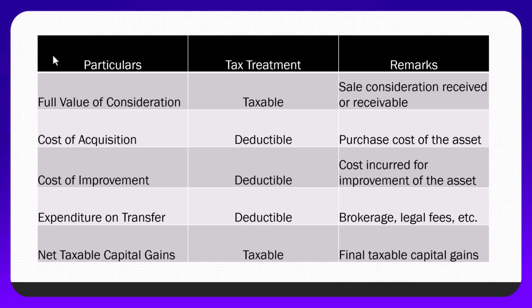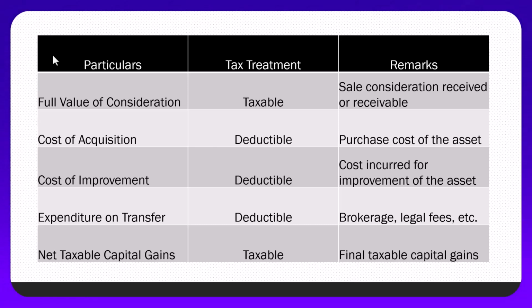Then we have capital gains. Capital gains would be, if you have a property which you sold. Suppose I had a piece of land or a building and I have sold it for, say, 1 crore rupees. So first I write the full value of how much I have received.